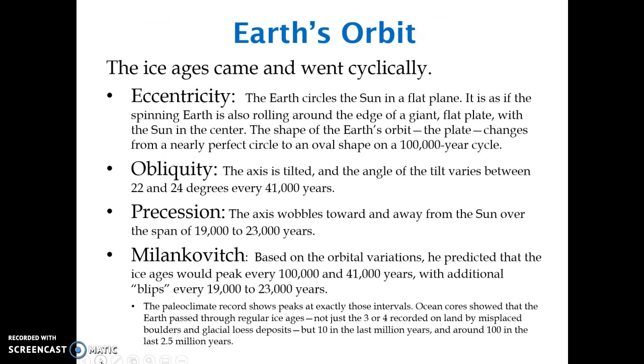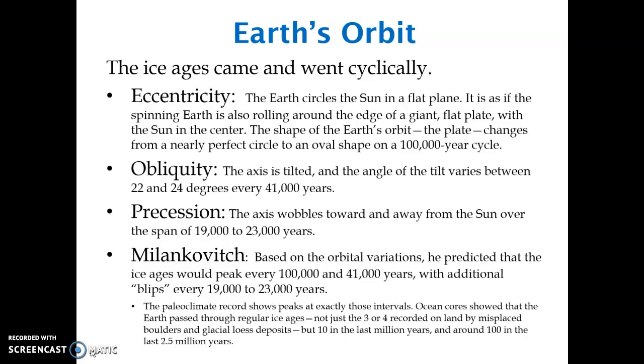Okay, it's a big heavy slide, so bear with me. First we'll look at the changes to the Earth's orbit, because we have a sense already that the ice ages came and went cyclically. The first is called eccentricity, and that's that the Earth circles the sun in a flat plane. The explanation of that is the spinning Earth is also rolling around the edge of a giant flat plate with the sun in the center. But the shape of Earth's orbit changes from nearly a perfect circle to an oval shape on a 100,000-year cycle.